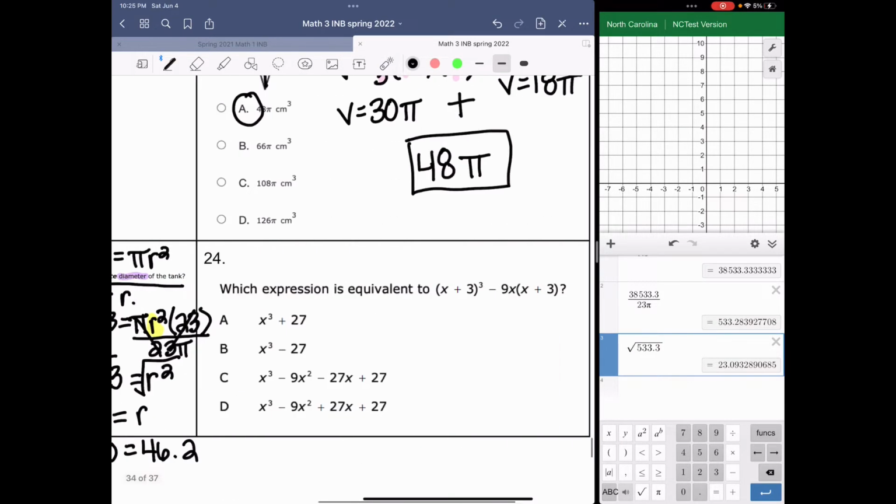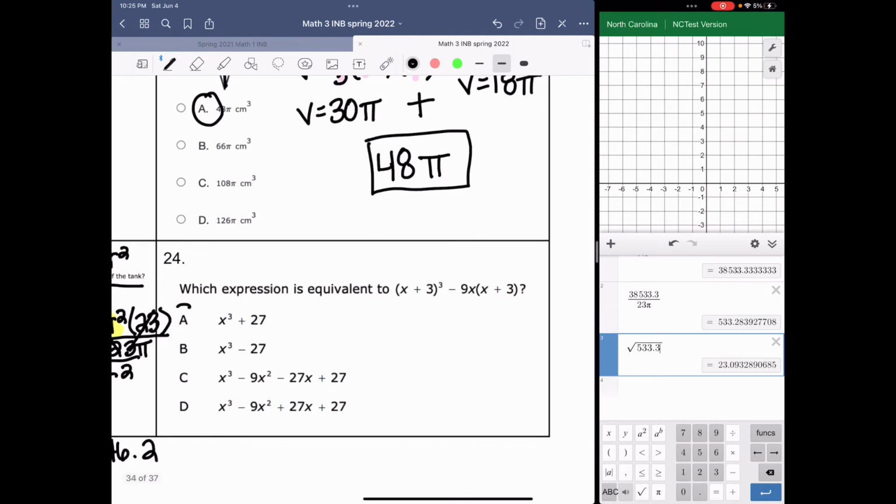All right, so for 24, that should have already been done. So for 24, you would have done this in Desmos, and you would have matched the graphs.